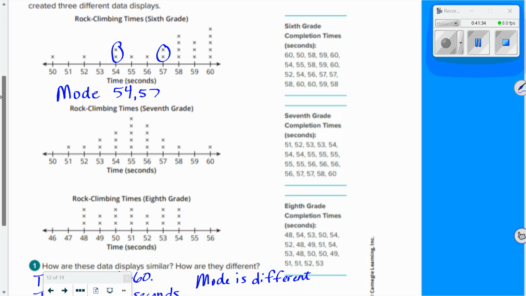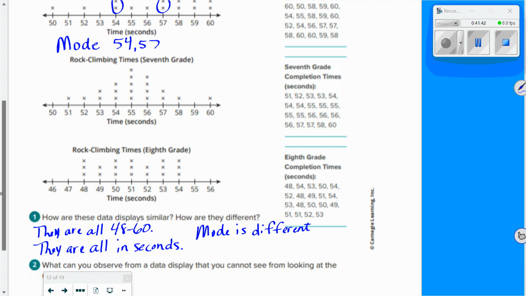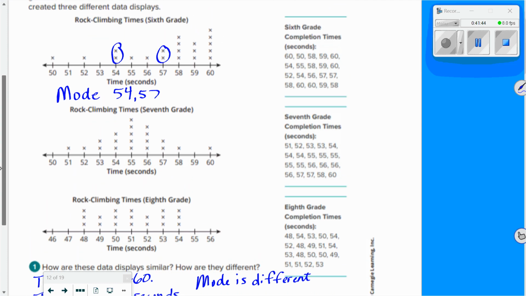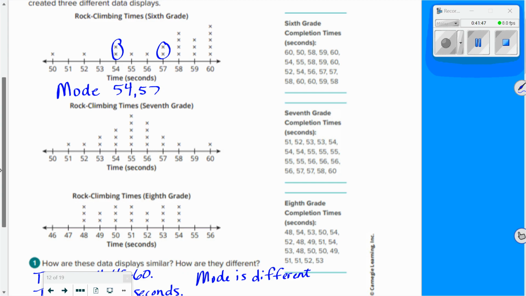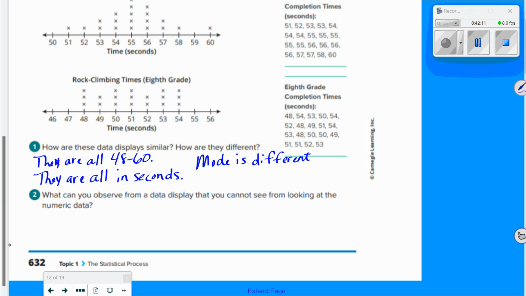Remember, your mode is how many times does it show up? Not what's the biggest. 60 shows up 5 times. But 54 and 57 are each twice. If we put numbers to it, how many times did 50 show up? Once. Okay? On this one, we actually have one mode because there's 3 that show up 5 times. Okay, let's go to our next page, guys.